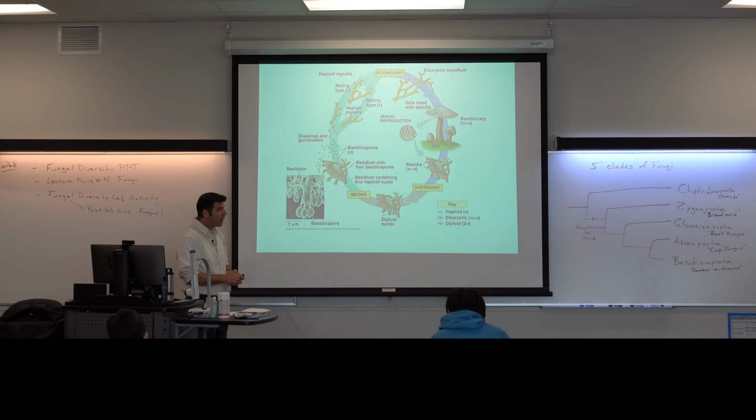And only in those special cells called Basidia do we ever expect those 2 haploid nuclei to fuse. Again, haploid nuclei fusing into a diploid nucleus is karyogamy, and those diploid nuclei immediately go through meiosis and produce these 4 haploid spores.